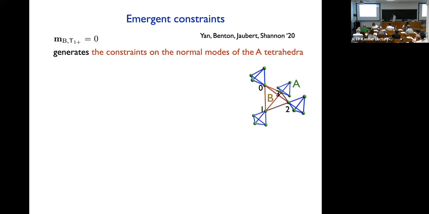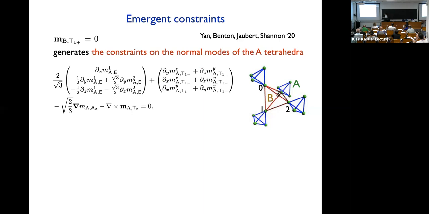for the B tetrahedron. And remember that my B tetrahedron spins are all connected to the A tetrahedron. So these guys, of course, are part of the B tetrahedron, but they also belong to the A tetrahedron. So by the time you remove one mode here, it's going to give me some constraint on the behavior of the normal mode of the A tetrahedron. So it gives you some constraint, and that constraint is very important.